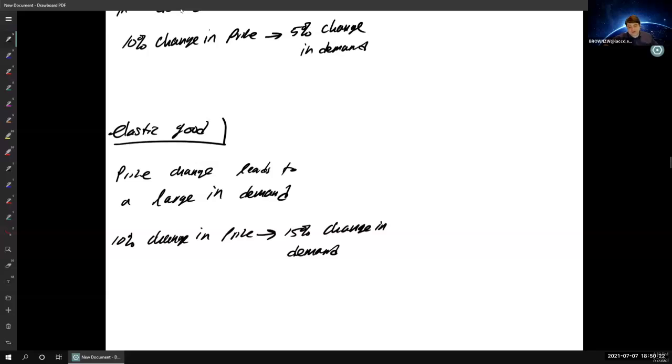So a small price change leads to a larger change in demand. The general rule of thumb: elastic goods are sometimes called luxury goods. These are not mandatory; you don't need these. A big screen TV, a fancy new pair of sneakers, an expensive sports car.